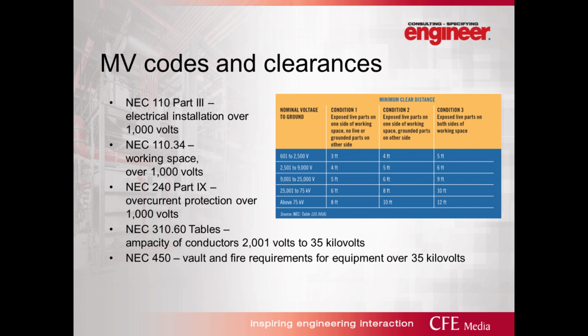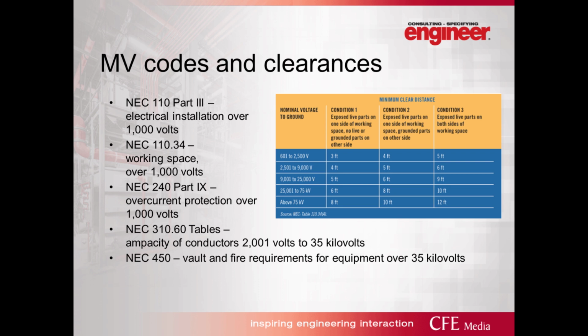As far as codes and clearances, NEC 110 gives you a lot of the guidance on what's required for installations over 1,000 volts. NEC 110.34, Jane talked a lot about the clearances required for low voltage being between 3 and 4 feet. When you get to the medium voltage, it can be anywhere from 9 feet to 12 feet between live pieces, so it's much more clearance, so you have to be aware of that.